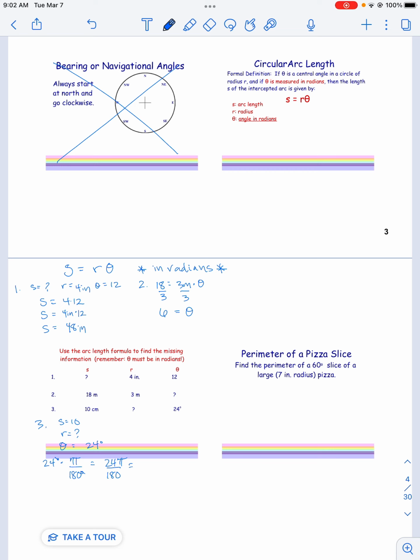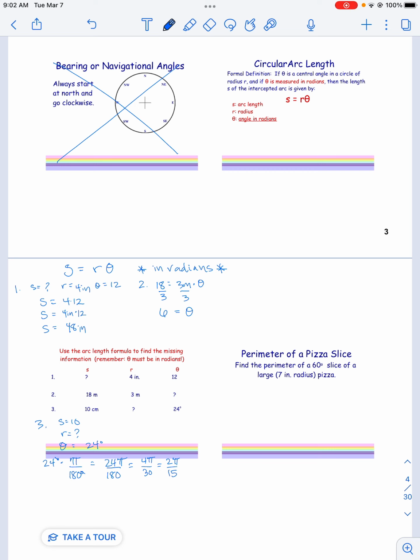If we divide that by, let's see, we can divide both by 6. We get 4 pi over 30. Divide that by 2 once more, and we get 2 pi over 15, which when we multiply that out, 2 times 3.14 divided by 15, we get some number that would give our answer in radians, but right now, 2 pi over 15 is a perfectly fine answer.